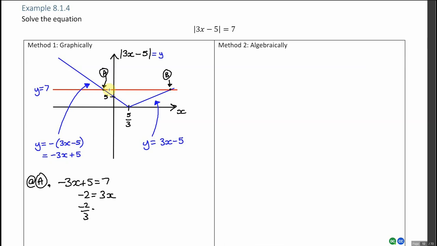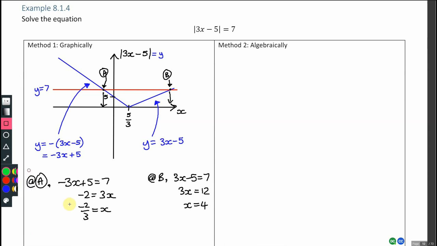So if we solve that, we get x is -2/3, which, looking at the graph, that does seem reasonable. We expected a negative x value, and we got one. That looks good. At B, the line segment where it reached the line y equals 7 was 3x take 5. And then solve where does that equal 7. This time x is 4. Again, looking at the graph, we expected a positive x value, and that's what we got. So we've solved the equation. We've got two solutions. X is -2/3, or x is 4. That's method 1, solving it graphically.